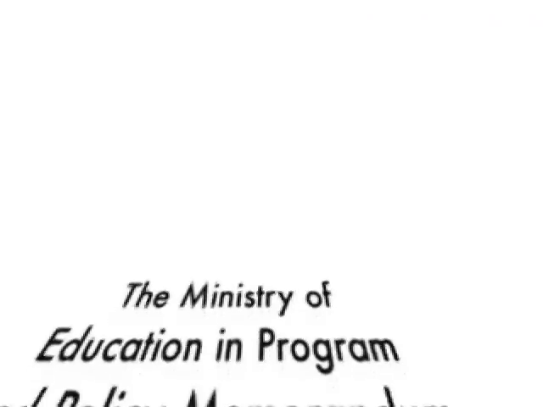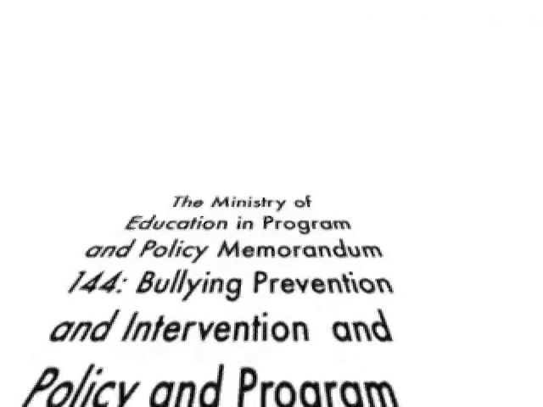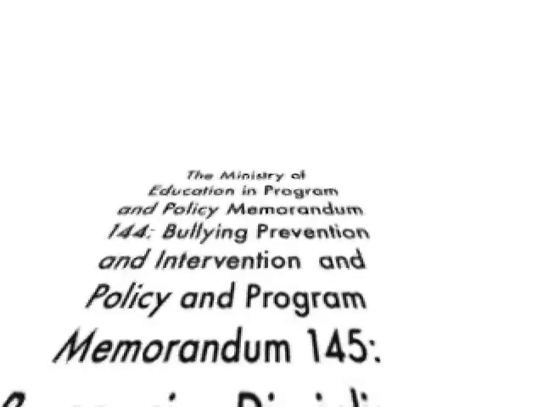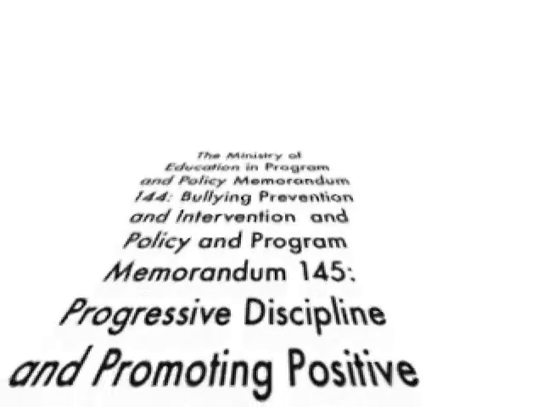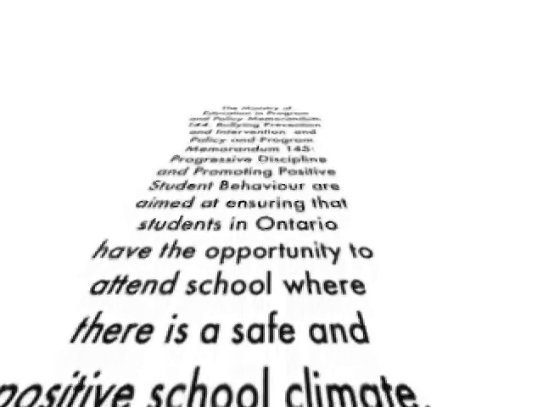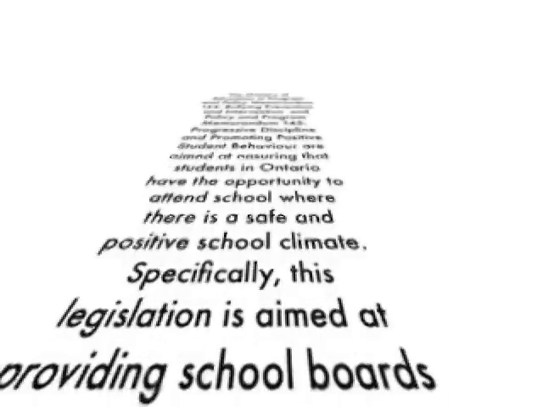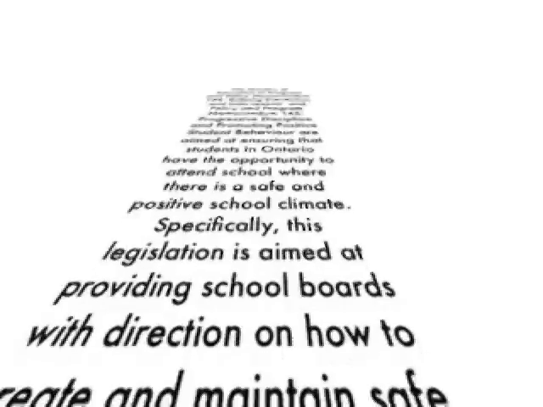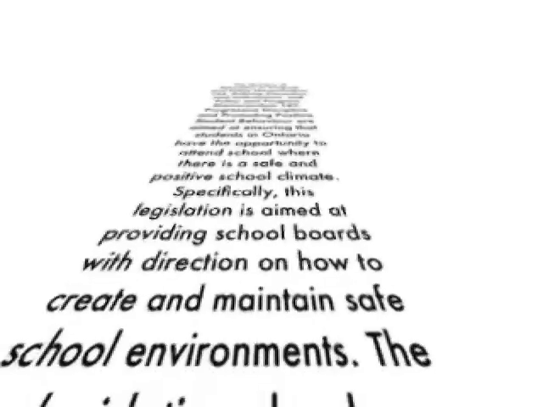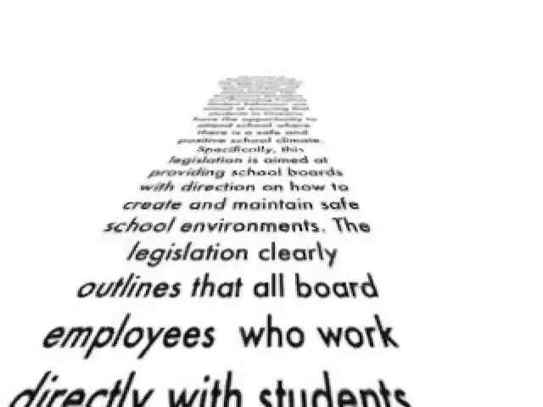The Ministry of Education, in Policy and Program Memorandum 144, Bullying Prevention and Intervention, and Policy and Program Memorandum 145, Progressive Discipline and Promoting Positive Student Behavior, aims to ensure that students in Ontario have the opportunity to attend school where there is a safe and positive school climate. Specifically, this legislation provides school boards with direction on how to create and maintain safe school environments.